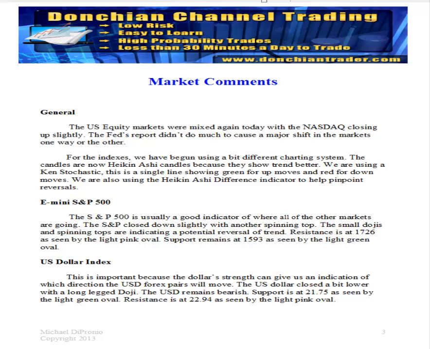Please note, for the index we will review, we've begun using a bit different charting system. The candles now are Heikin-Ashi candles because they show the trend better. We're using a Ken stochastic. This is a single line showing green for up moves and red for down moves. We're also using the Heikin-Ashi difference indicator to help pinpoint reversals.